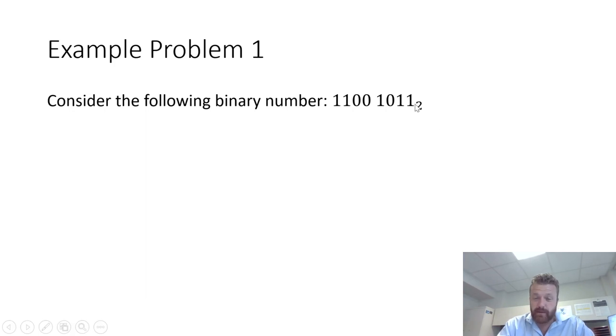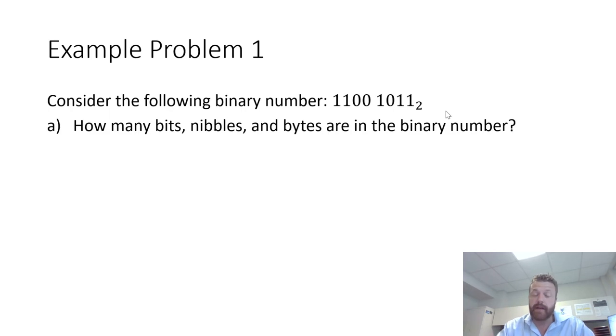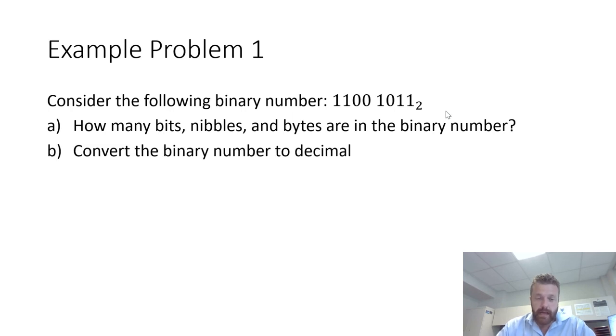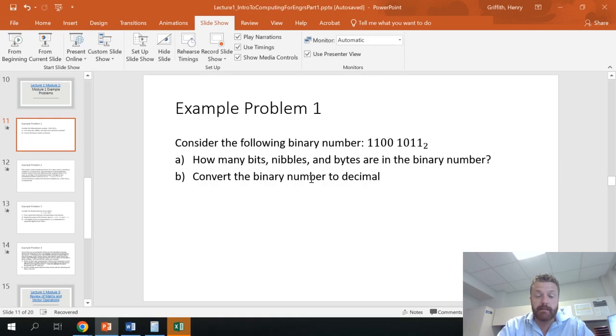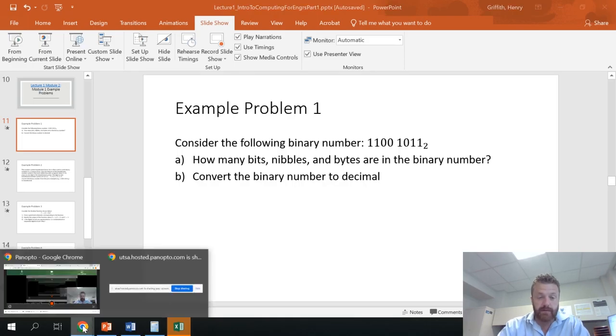We know it is in binary due to the subscript of 2 and the fact that all the digits are either 0 or 1, making it a valid binary number. First and foremost, we're asked to clarify how many bits, nibbles, and bytes are in the binary number. And then we want to convert that binary number to decimal, assuming that it is in unsigned binary, as we discussed in the actual first module.